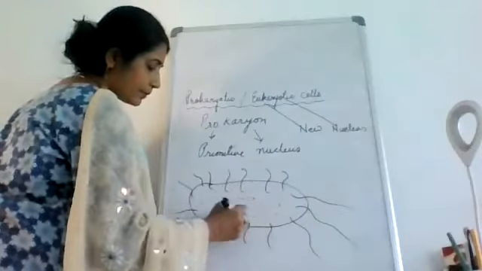So such a type of cell is called what? Prokaryotic cell. The cell that is lacking a nuclear membrane is called a prokaryotic cell. Is it okay, everybody?